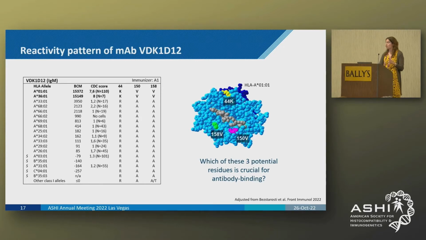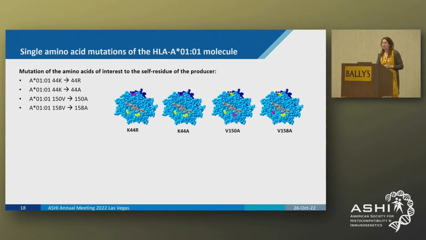So therefore we sought the collaboration with One Lambda, and we made single amino acid mutations of the HLA-A1 molecule. What we did is mutate the amino acid residue of interest to the self residue of the antibody producer. So the 44K residue was mutated to an R and also to an A, so two different mutants were created. And then position 150V was mutated to 150A and 158V to 158A. So we had four different mutants.